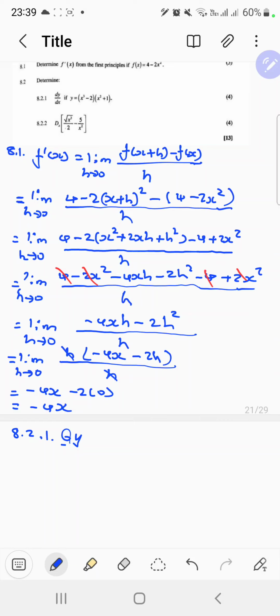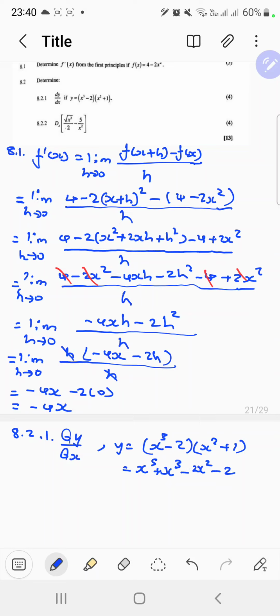Point 1, so we need to find the derivative of y in terms of x. So if we have y equals x cubed minus 2, into x squared plus 1. Okay, so we simplify this. This is going to be x to the exponent 5. Rules of exponents, multiplying powers with the same base, you simply add exponents. And then this is going to be plus x cubed minus 2x squared minus 2.